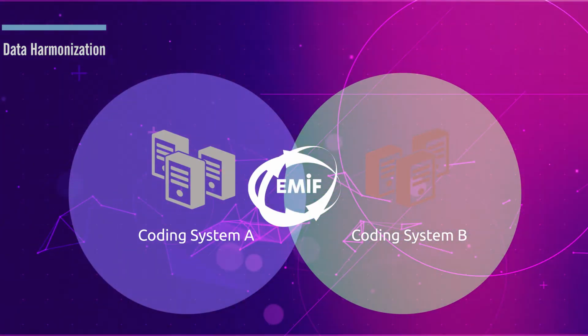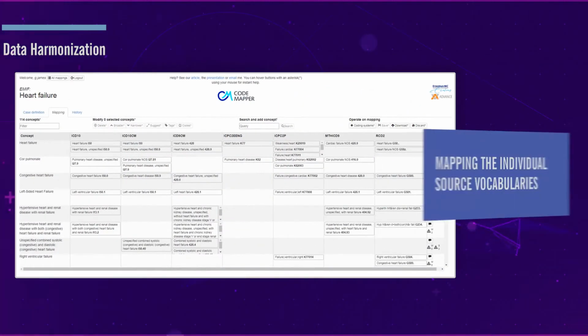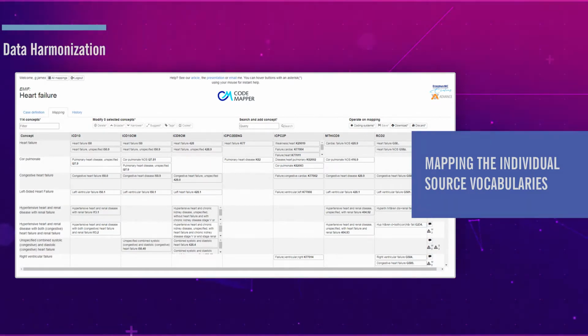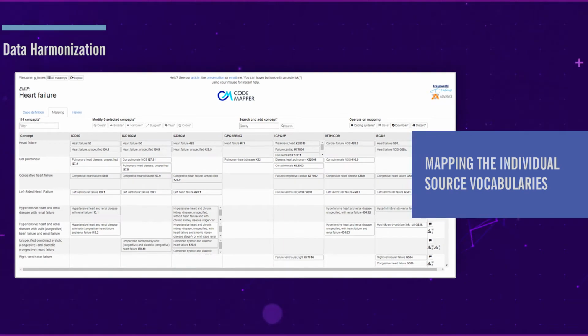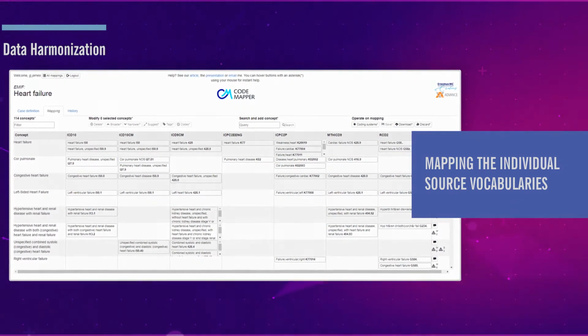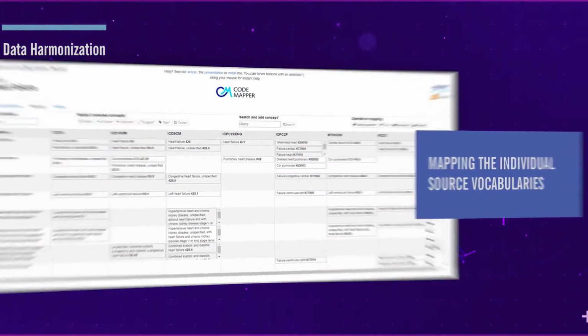The first approach is to harmonize the source data on a study-by-study basis. This involves mapping the individual source vocabularies for all events of interest to a common code. EMIF supports this by providing access to the Code Mapper tool from the IMI Advanced project. If you need to take this approach for your study, consult with your research team's clinical expert and data custodians.